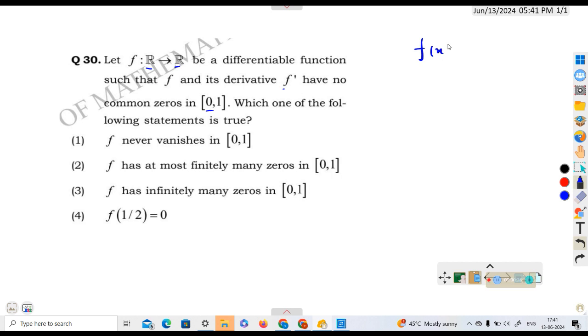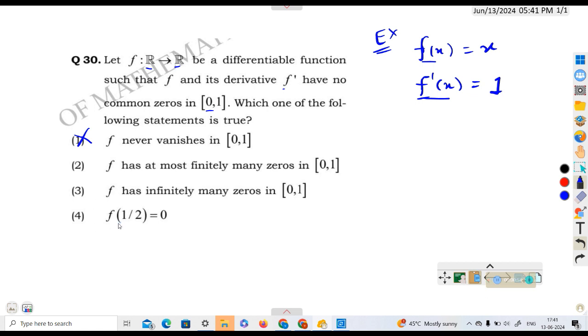Consider f(x) equal to x. This is a differentiable function, and f dash x is equal to 1. So f and f dash have no common zeros, because f(x) is 0 at x equal to 0, but f dash x has no zeros. So f never vanishes in 0 1 is a wrong statement. This cannot be possible because we have this example.